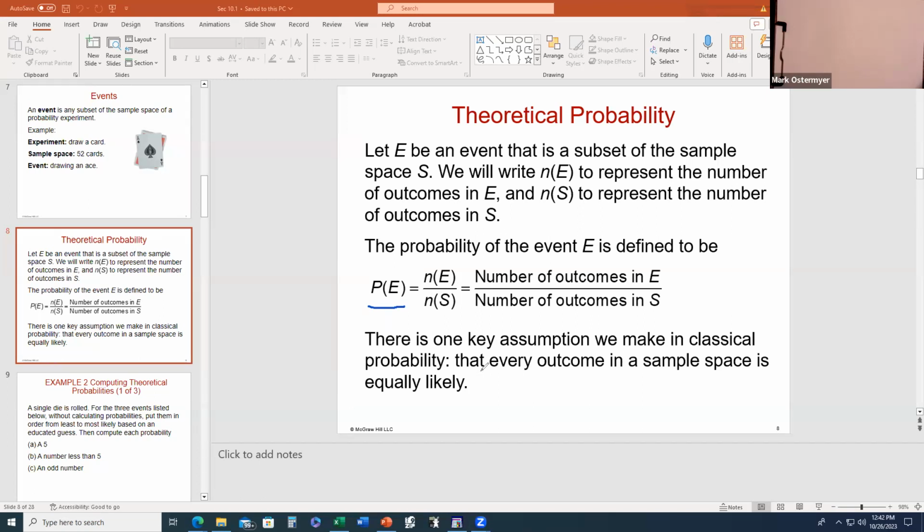And the key assumption that governs this way of computing probabilities is that we assume that every outcome has an equal chance of occurring on any given trial of the experiment. If that was not the case, then we would not be using this theoretical probability way of computing the probability.